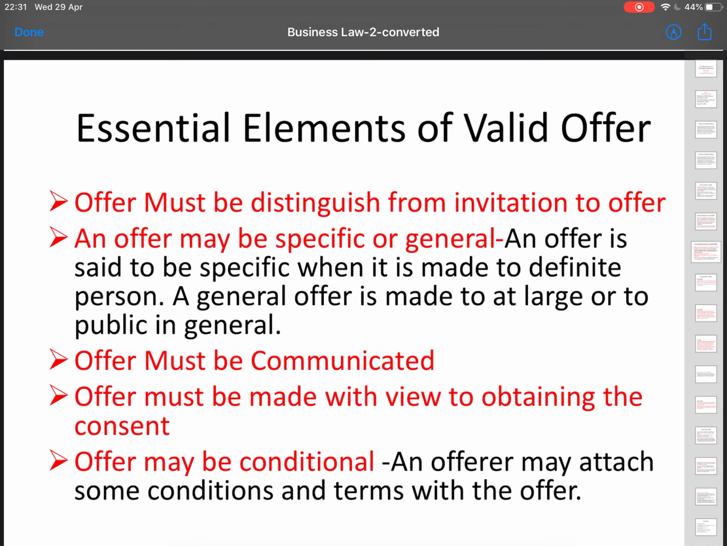The next point is that an offer may be conditional. An offerer may attach terms and conditions to the offer he makes. He may even prescribe the mode of acceptance. The offeree will have to accept all the terms of the offer. There is no contract unless all the terms of the offer and other conditions are accepted in the prescribed mode.